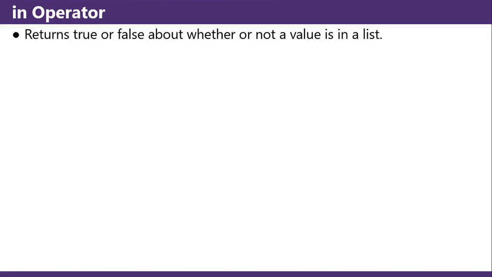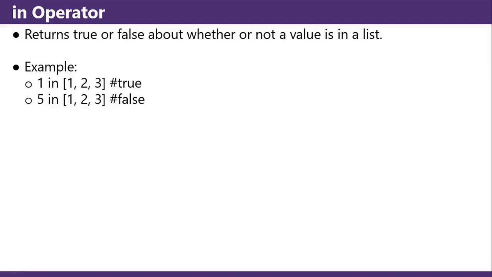In operator returns true or false about whether or not a value is in a list. Example, 1 in [1, 2, 3] is true, 5 in [1, 2, 3] is false.